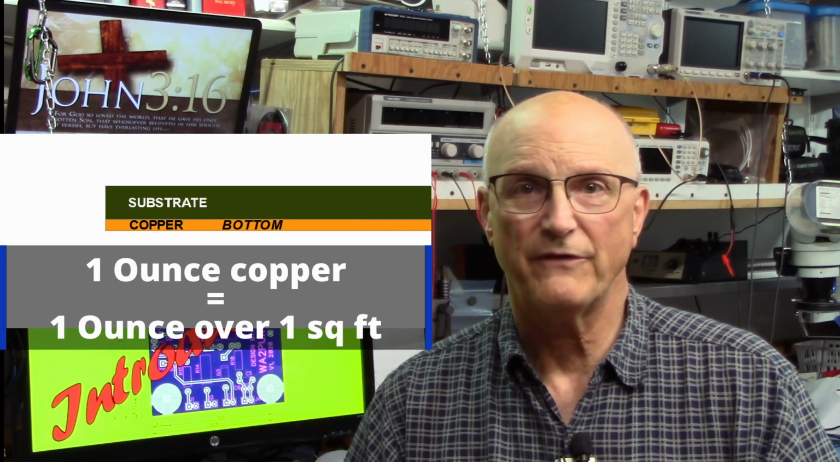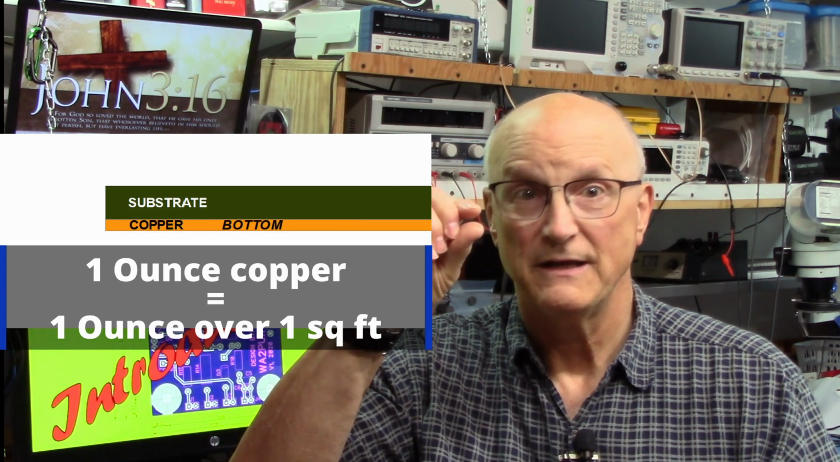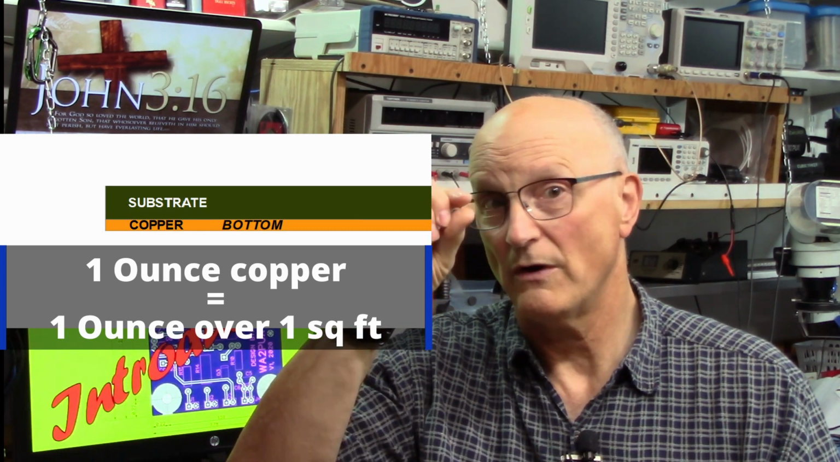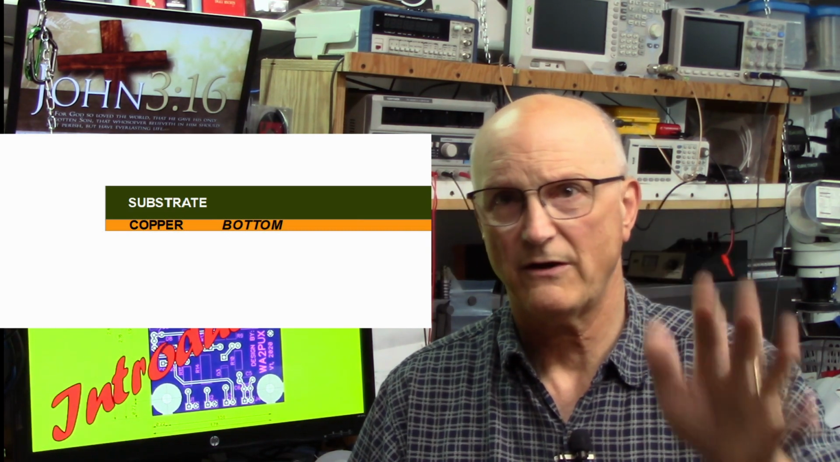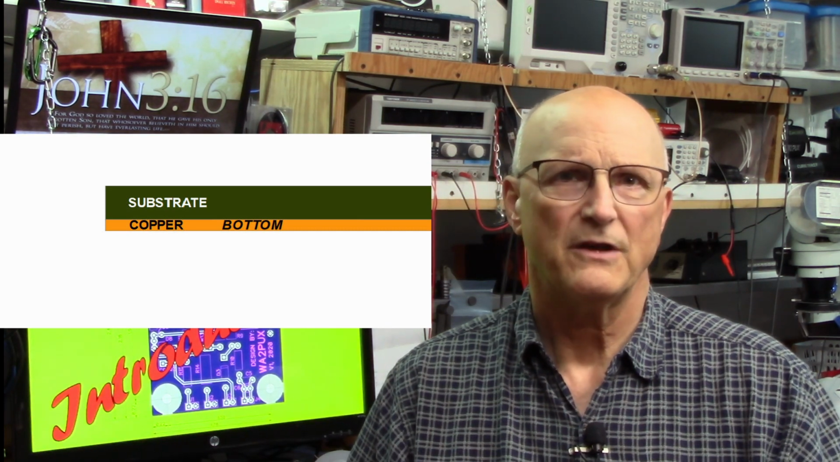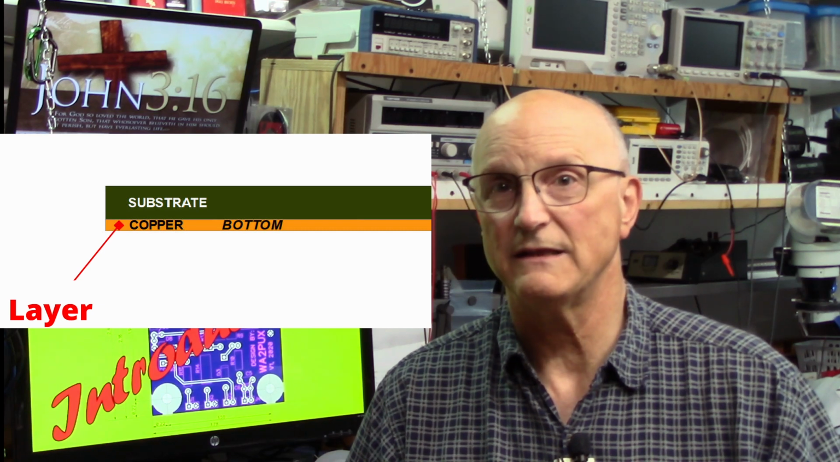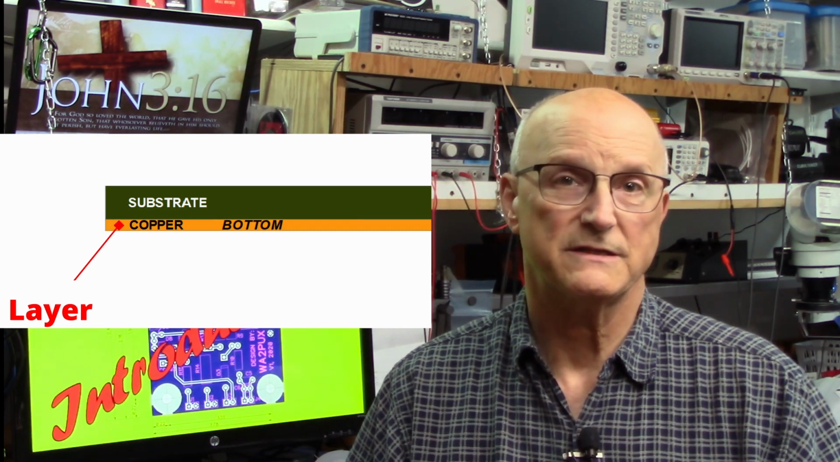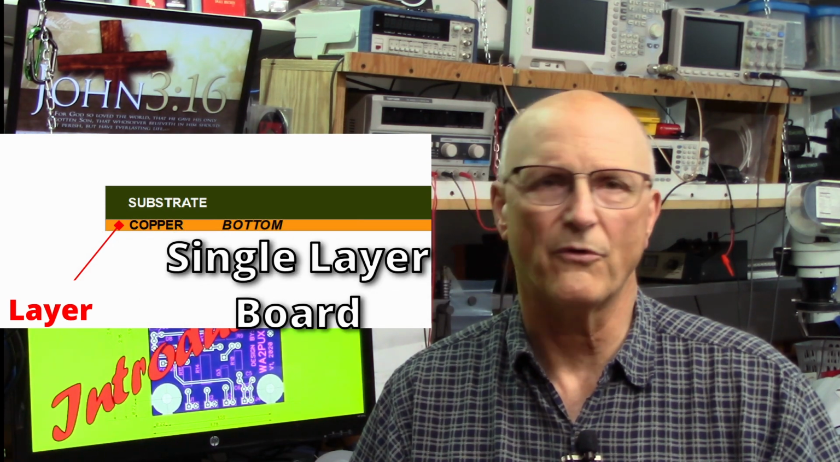There are tables available online which equate actual copper thickness in thousandths of an inch or in millimeters to this ounce nomenclature. Knowing this thickness is an important part of designing certain PCB features which we're not going to discuss here. The copper adhered to the bottom of this substrate is referred to as a layer. With just a single layer of copper adhered to the substrate, this is a single layer board.